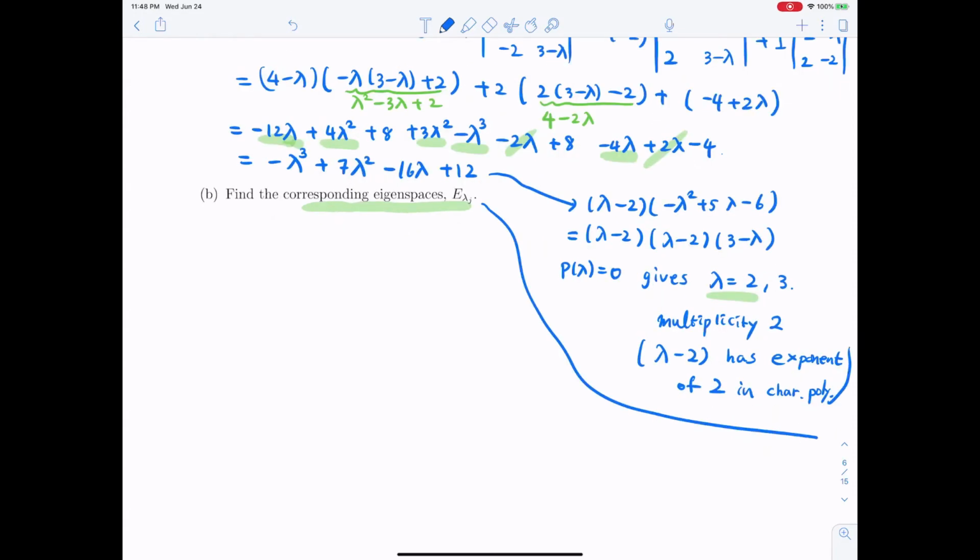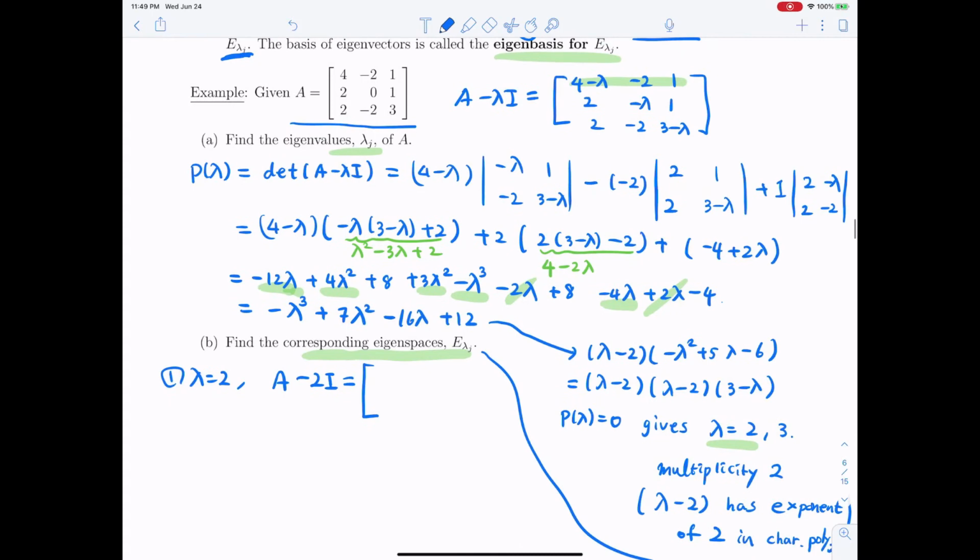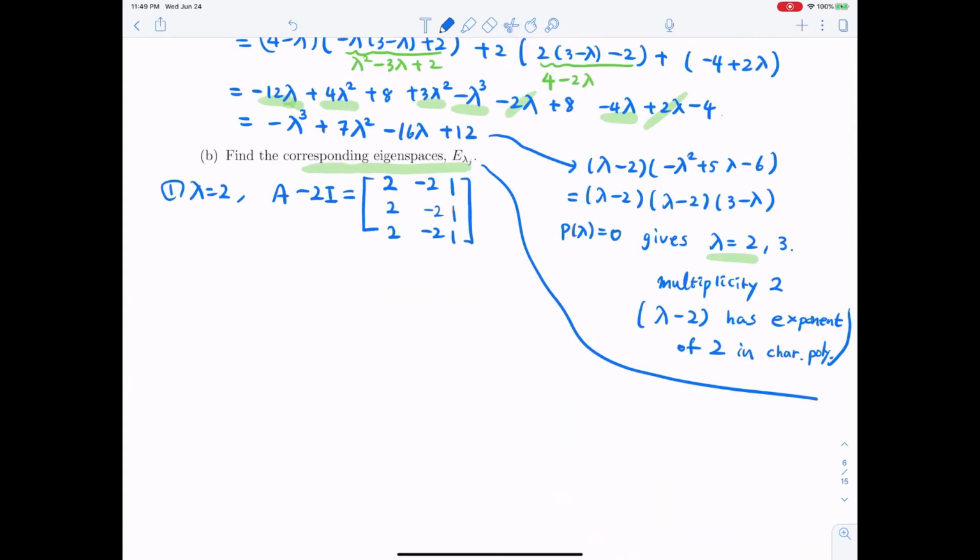So once you find the eigenvalues, then we can find the corresponding eigenspaces. For lambda equals 2, the eigenspace E sub 2 corresponds to the null space of A minus 2I. So we need to find the RREF of this matrix. A minus 2I should be 2, negative 2, 1, 2, negative 2, 1, and 2, negative 2, 1 as well. So the RREF should be 1, negative 1, 1 over 2, and then rows of 0, 0, 0.